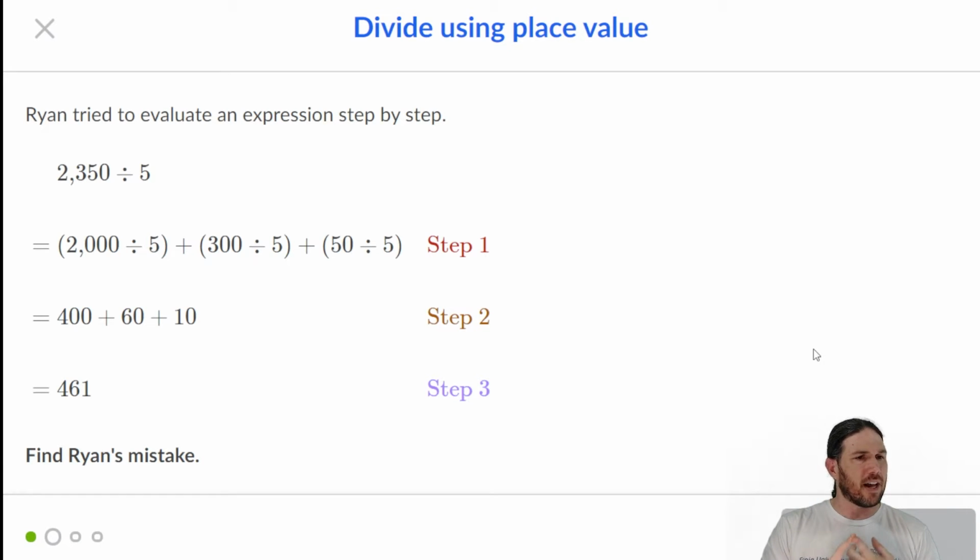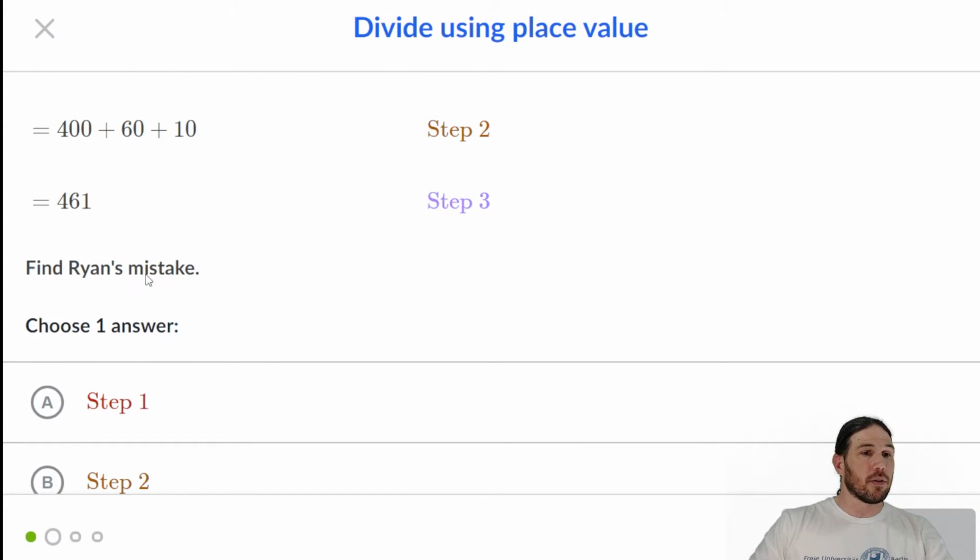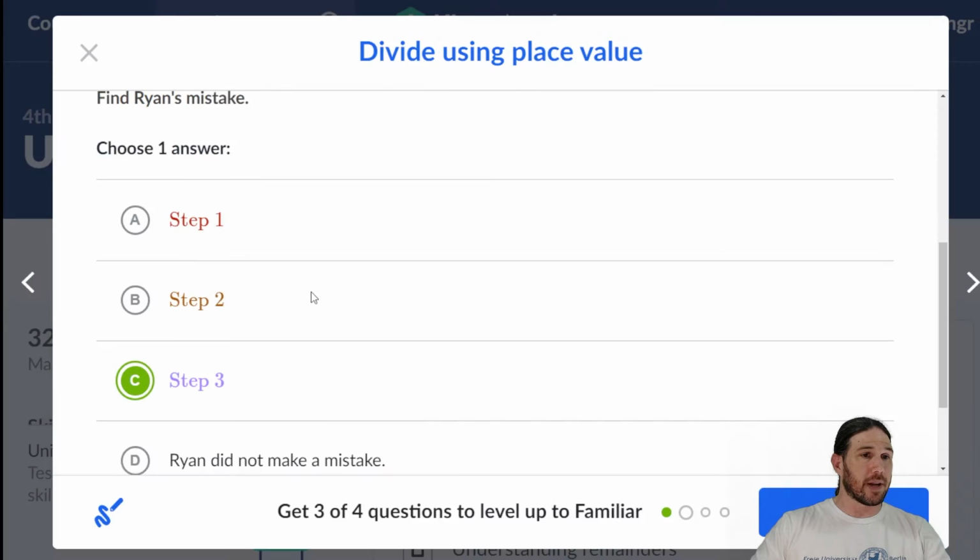2,000 divided by 5 is 400. Remember my method, I like to divide by 10 first to get 200, and then double it to get 400. 300 divided by 5 is indeed 60, and 50 divided by 5 is 10. Yes, that is correct. But look at step 3. In step 3, instead of doing 400 plus 60 plus 10, it looks like Ryan got 461 instead of 470. So the mistake is in step 3.